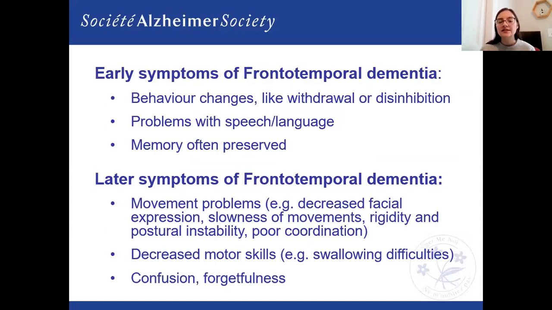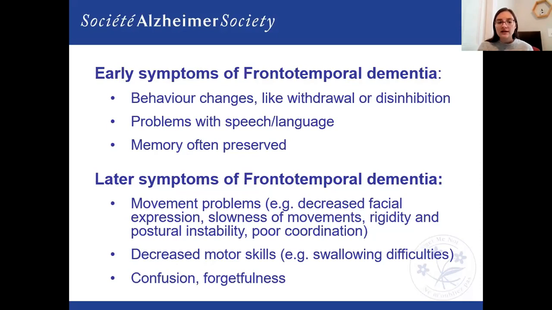A key characteristic of frontotemporal dementia is that memory is often preserved, and the first thing you'll notice, the early signs and symptoms, is a change in behavior, whether that's withdrawal or what we call disinhibition, which would be maybe saying things that they wouldn't have said in the past, or saying things out of character in a social situation. And or problems with speech and language.